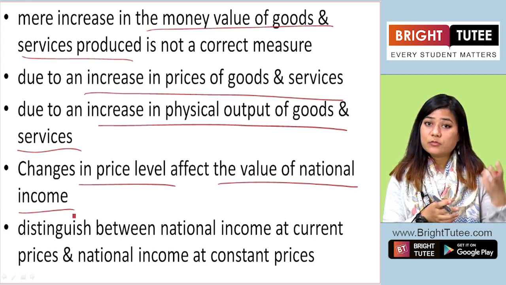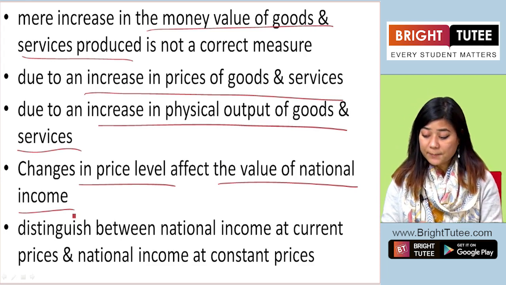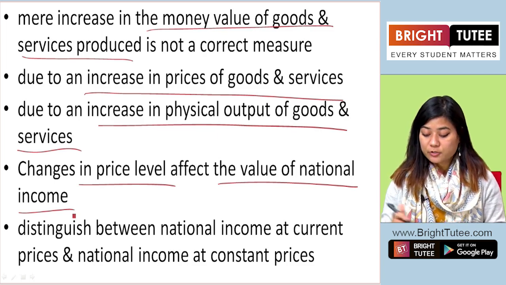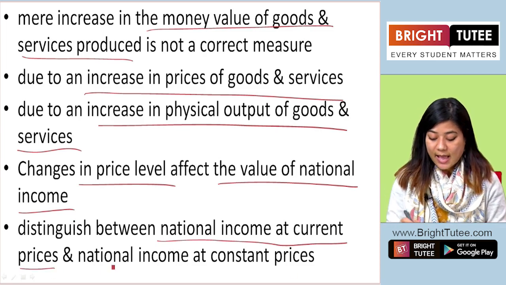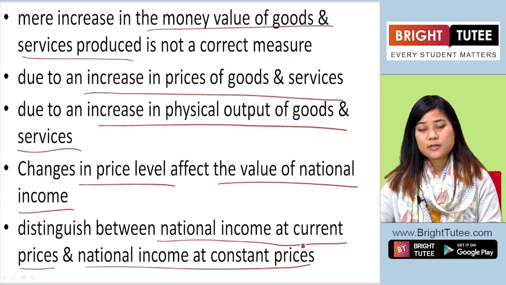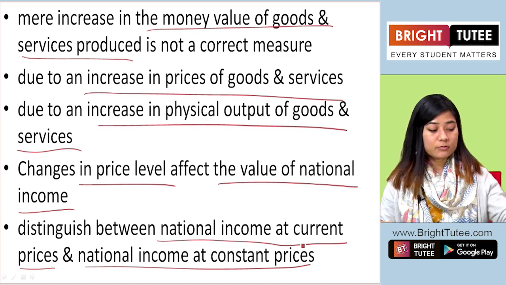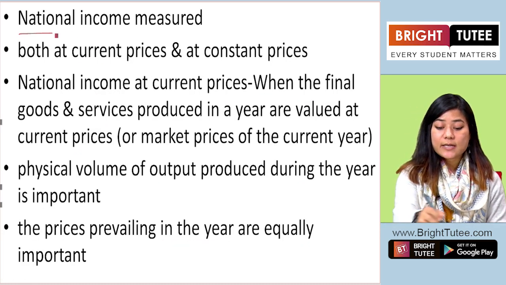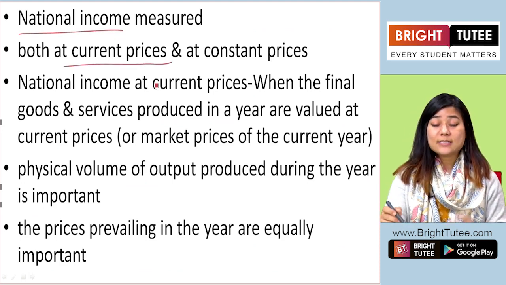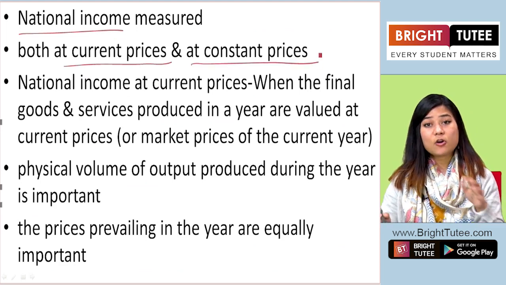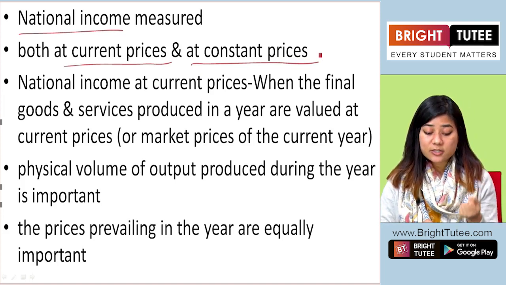It affects the money value added to the goods and services. So for us it becomes very important to differentiate between national income at current price and national income at constant price. The current price is the price at the moment and the constant price is the average price. This means that national income can be calculated or measured both at the current prices and at the constant prices. These are the two ways by which we can measure the national income.